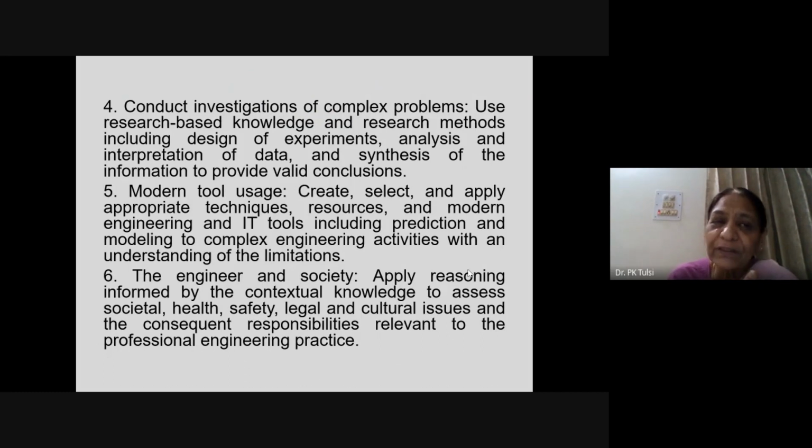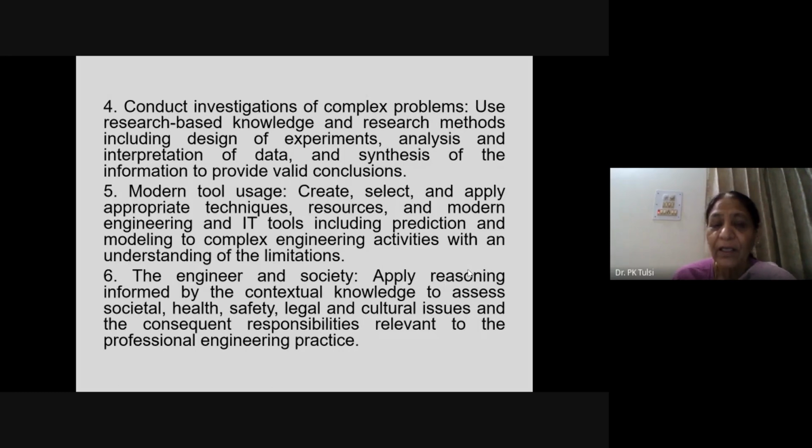Or when it talks in terms of conducting investigation of complex problems. If it is research based, maybe we can think of application of knowledge. If it is going to the lab where a person is going to do experimentation or workshop, then it includes an element of skill, the psychomotor skill, where the person needs to handle machinery, equipment, tools, etc. And here you can see modern tool usage, which again deals with the skill component, that is the psychomotor skill component.